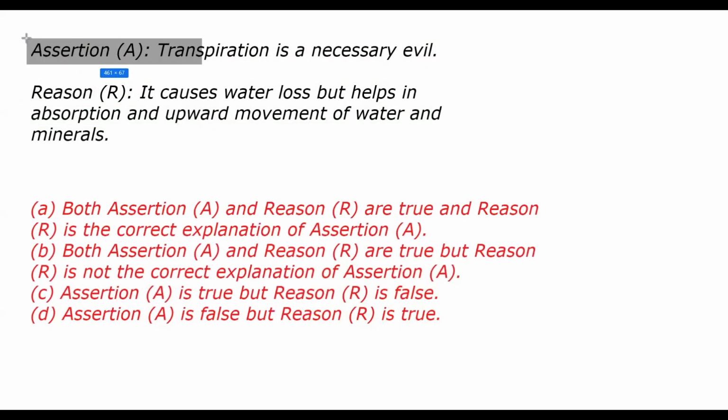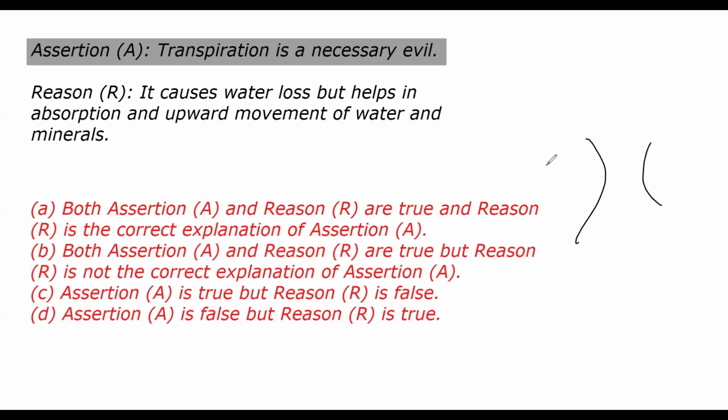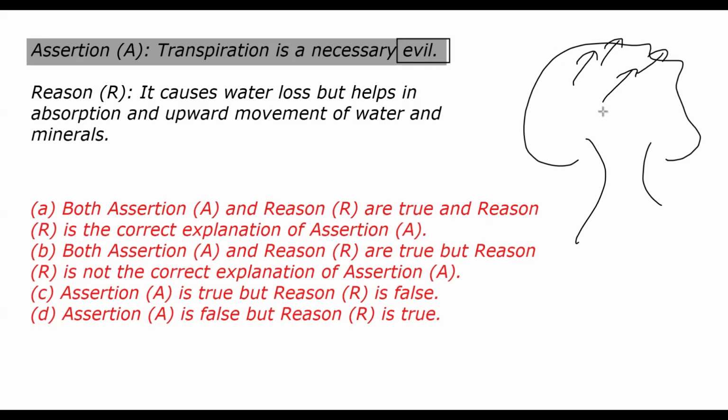So in this assertion-reason based question, the assertion says transpiration is necessary. What is transpiration? It is the loss of water through the aerial parts of the tree, or the plant. So it is necessary. First of all, it should be enabled because plants get deprived of water this way, so it has to lose water.